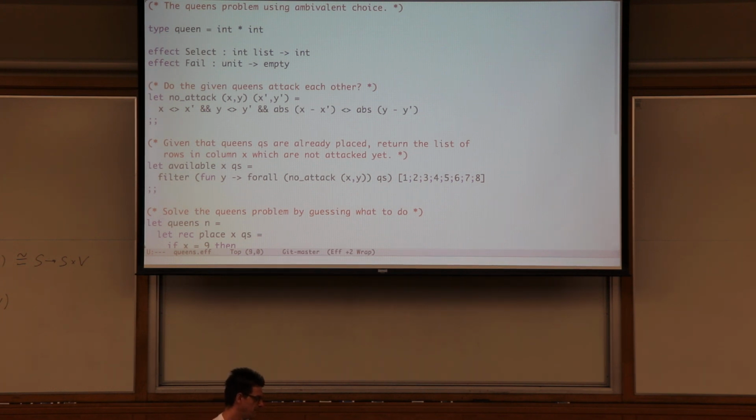So here is an auxiliary function which determines whether locations x, y, and x prime, y prime attack each other. This is really good to give to students. This is one of those problems you give to students, and they create 20 lines of code with lots of ifs. And then you show them this, and they go, oh, why am I at the university?